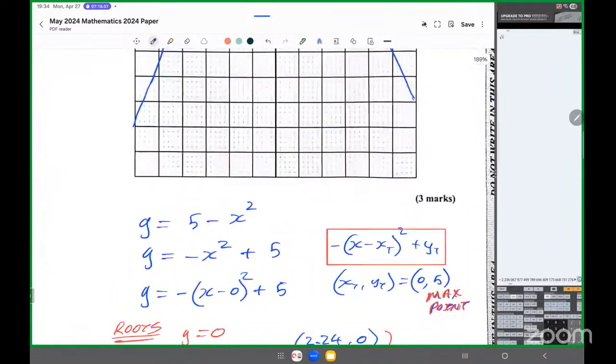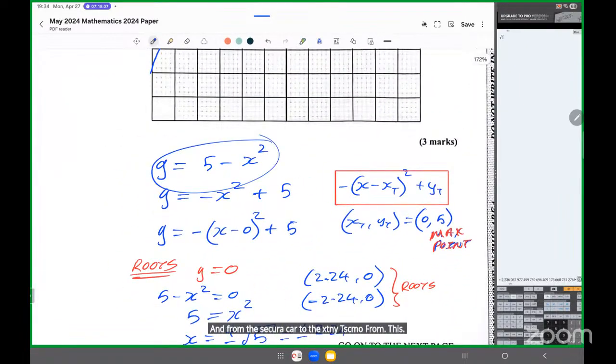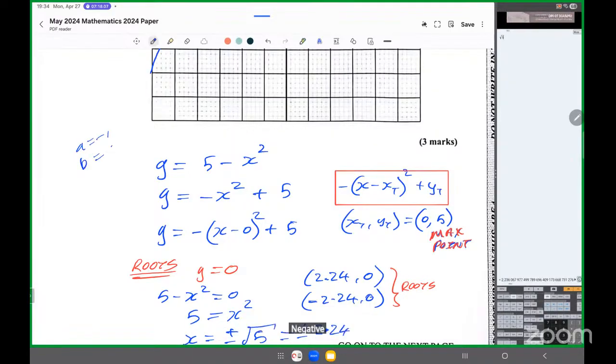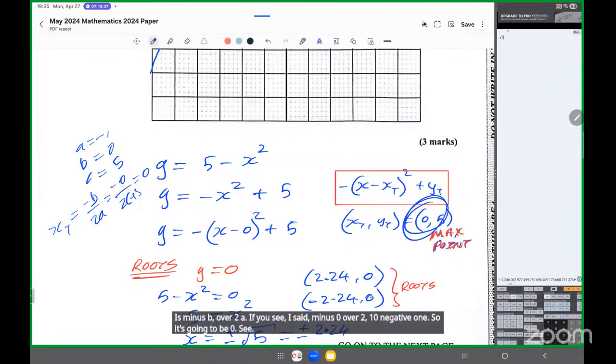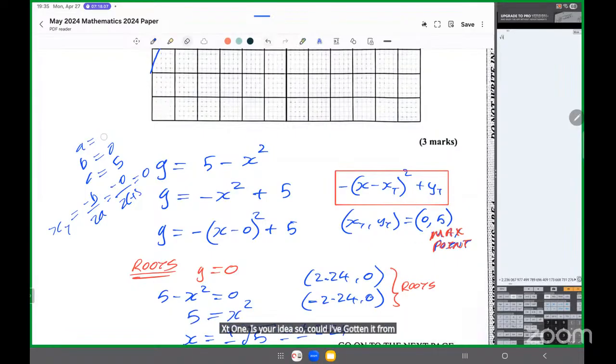And from this, you could have calculated the xt and yt the same way, because the A will be equal to -1. The B will be equal to 0 because there's no x value there. And the C will be equal to 5. Right? So you could still use this and calculate the xt and yt, using the formula if you want to. The coefficient of x squared is -1, so A is -1. There's no x value there, so B is 0. That's why we calculate xt as minus b over 2a. B is 0, so it's minus 0 over 2 times -1. So it's going to be 0. See? The xt value is 0 right there. So you could have gotten it from that method as well.